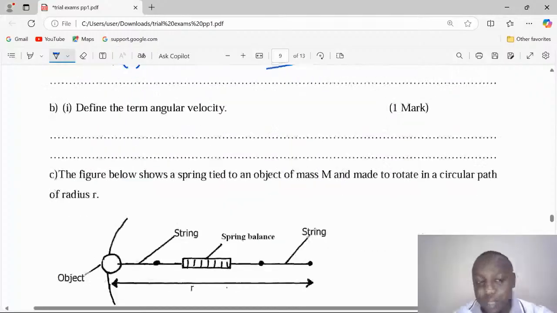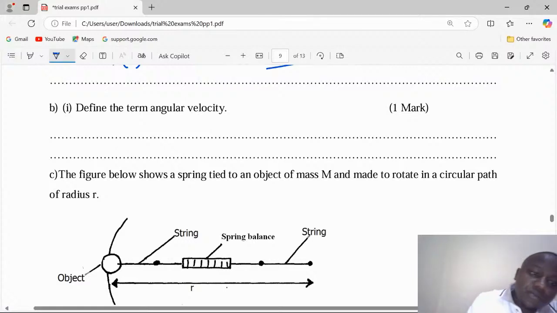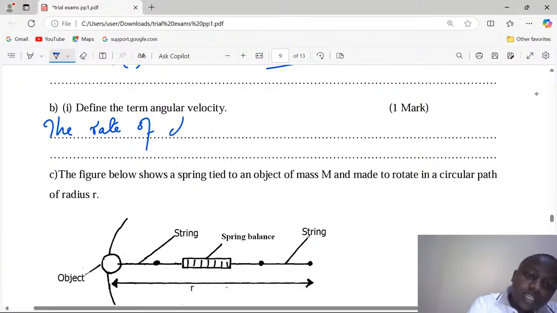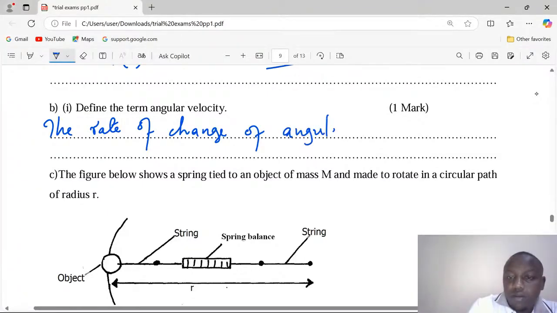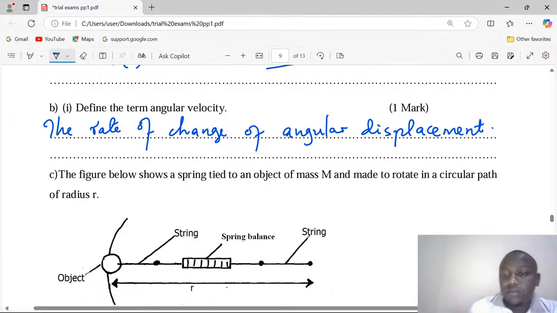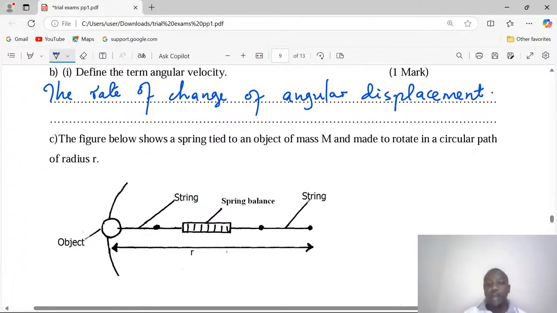Define the term, part B, Roman 1, angular velocity. This is the rate of change of angular displacement. The rate of change of angular displacement.